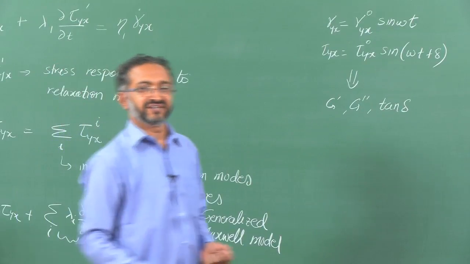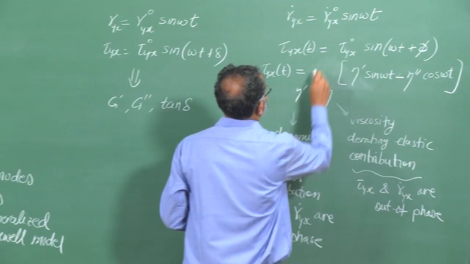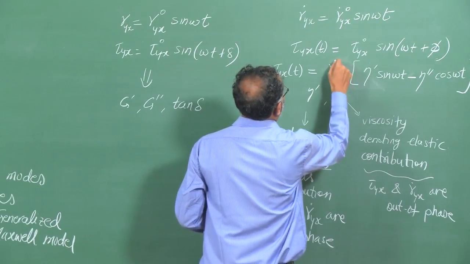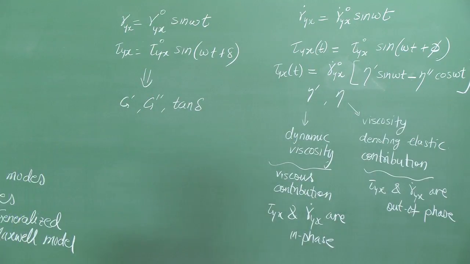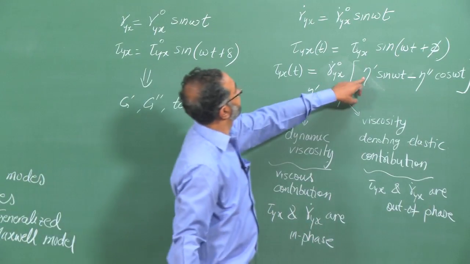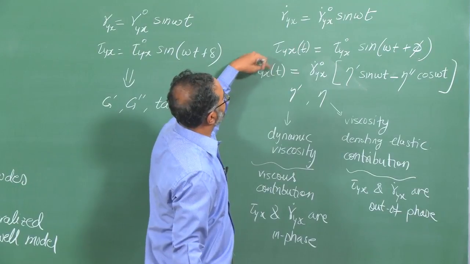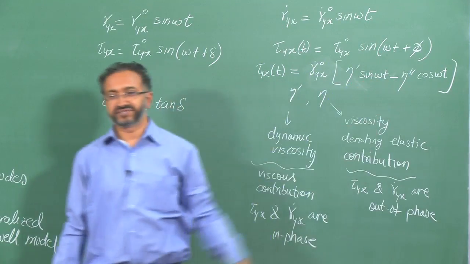Does that make sense? No, right? This needs to be gamma, right? So therefore eta prime is where gamma dot yx and tau yx are in phase, while eta double prime is where they are completely out of phase.